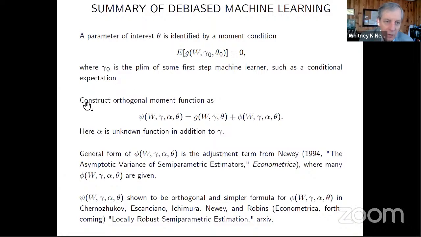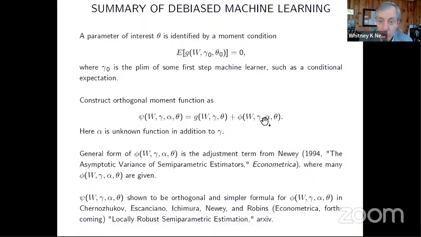Okay, then to get an orthogonal moment condition, what you do is add something to this. The something you add is not going to affect the asymptotic distribution. It's not going to affect the variance. The sample average of this will be a non-parametric estimator of zero, so it doesn't do anything. It doesn't affect identification. It doesn't affect the asymptotic variance, but it debiases. Adding this thing makes the expected value of this debiased moment function have zero derivative with respect to gamma at the true alpha.